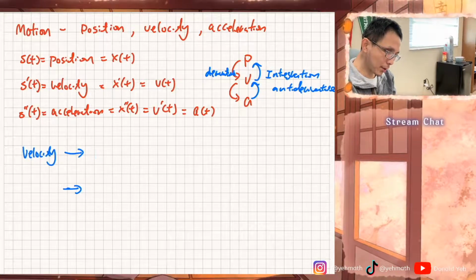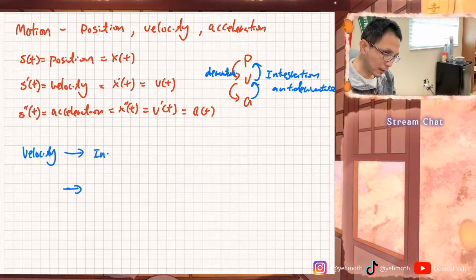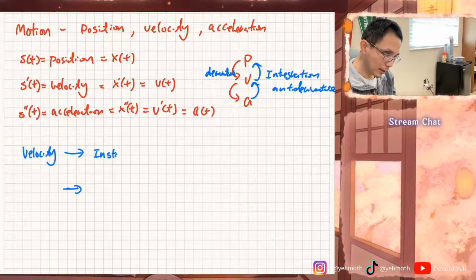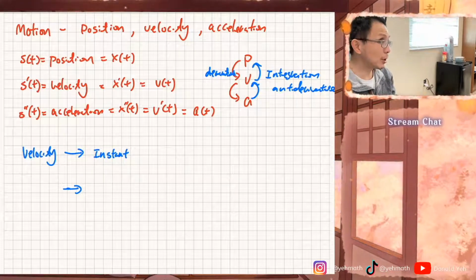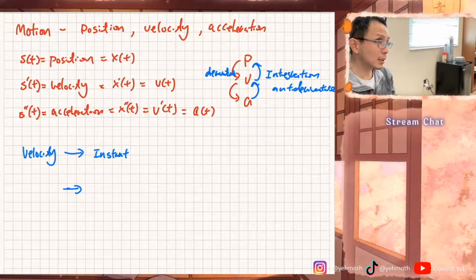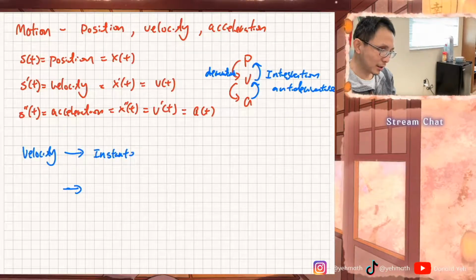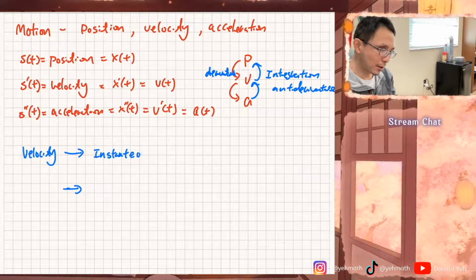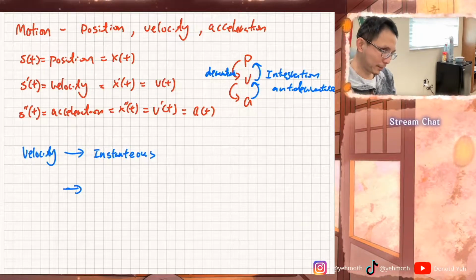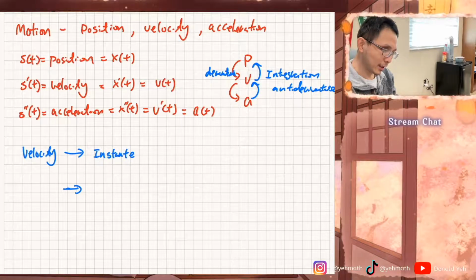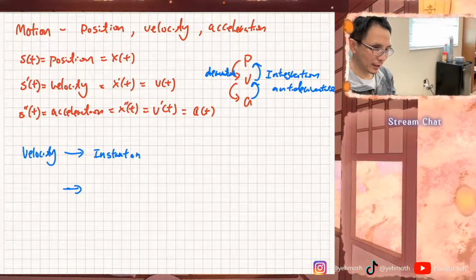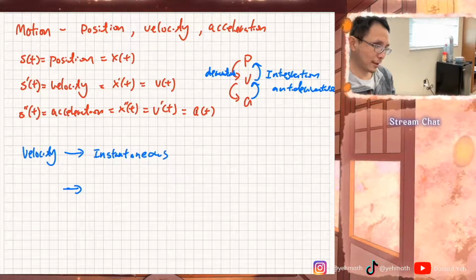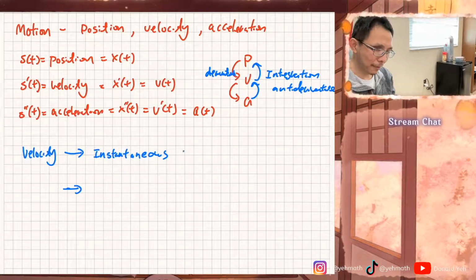Now I'm going to start with the instant. How to spell instantaneous? Instantaneous velocity.